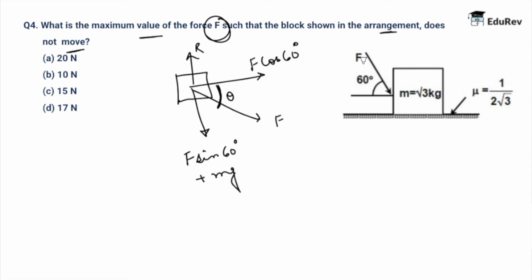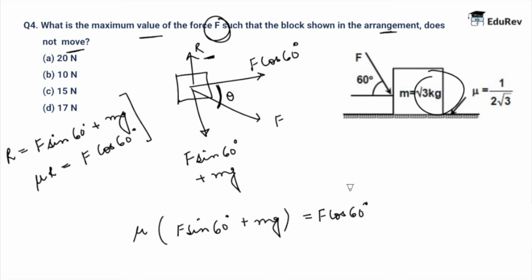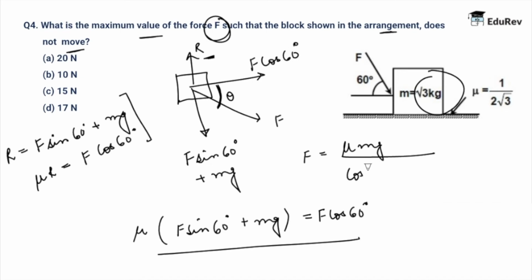So let F be the maximum value of the force that is applied when the block of mass m, that is under root of 3 kg, does not move on the rough surface. Now R is the normal reaction, that is normal to the surface, or I can say that R is nothing but F sin 60 degree plus mg. So friction force, mu times R, is nothing but F cos 60 degrees. So when I solve these two equations, can I write that mu times F sin 60 degrees plus mg is going to be F cos 60 degrees, correct? And when I solve this equation, I'll get that F is nothing but mu times mg upon cos 60 degrees minus mu times sin 60 degrees.